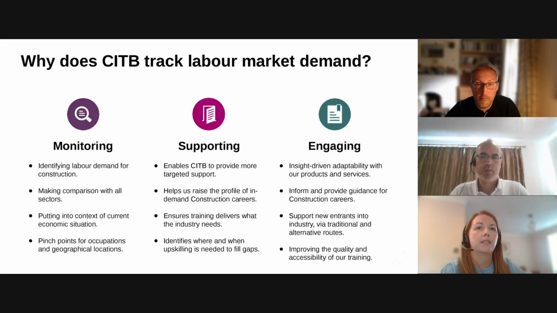Some of the ways we provide our support is through the products we offer, and this is supported in its delivery through our engagement teams. For example, we can increase awareness of high demand occupations through our Go Construct website, which provides guidance to potential entrants on careers options. We have a new entrant support team who support employers in recruiting the skills that they require. And CITB build close partnerships and networks with employers and training providers to help them improve the quality and accessibility of training.